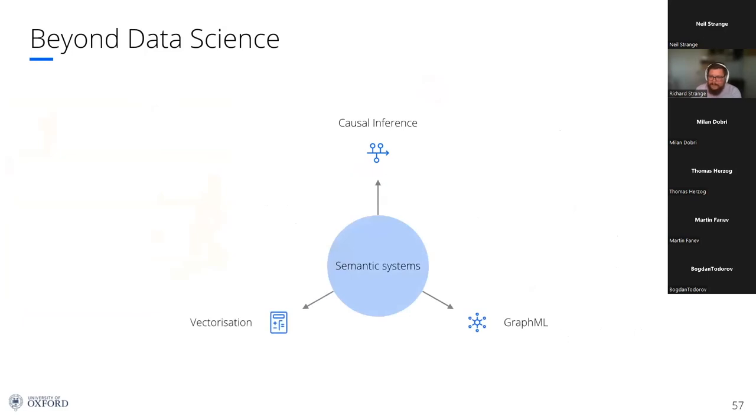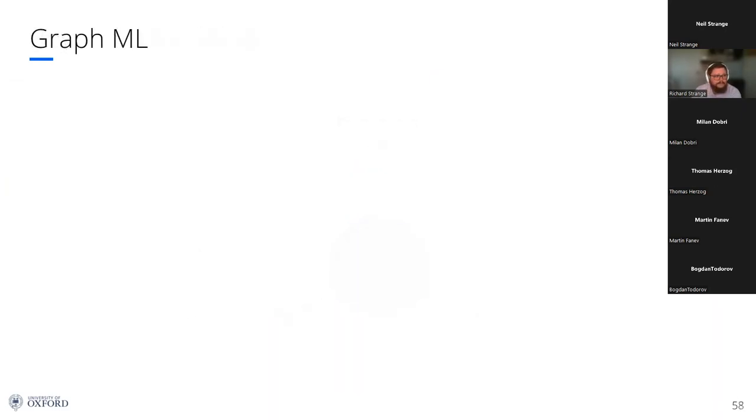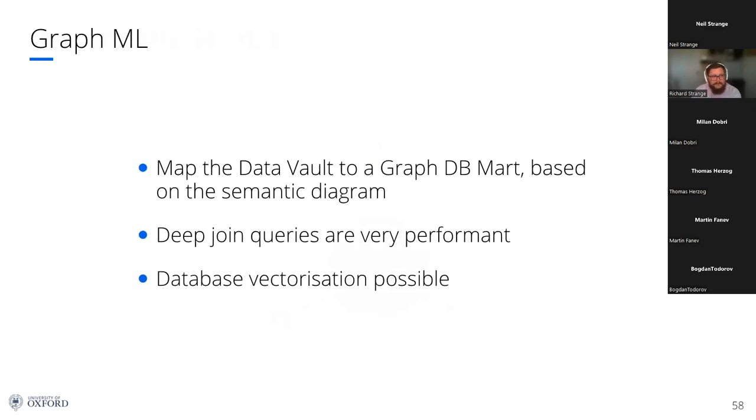But there's a few extra things I want to fit in just in the time that we've got today. There's causal inference, graph machine learning, and vectorization work that also fit very closely to some of this. Now, for graph ML work, the reason why it's quite hard to do is because you need to typically map a very centralized, interlinked core data model out to something that is very, very different. It's all based on these particular relationships. There are some fits, there are some lack of fits between Data Vault and this, but if you've got a semantic diagram, a semantic model backing up your Data Vault, suddenly it's much easier.